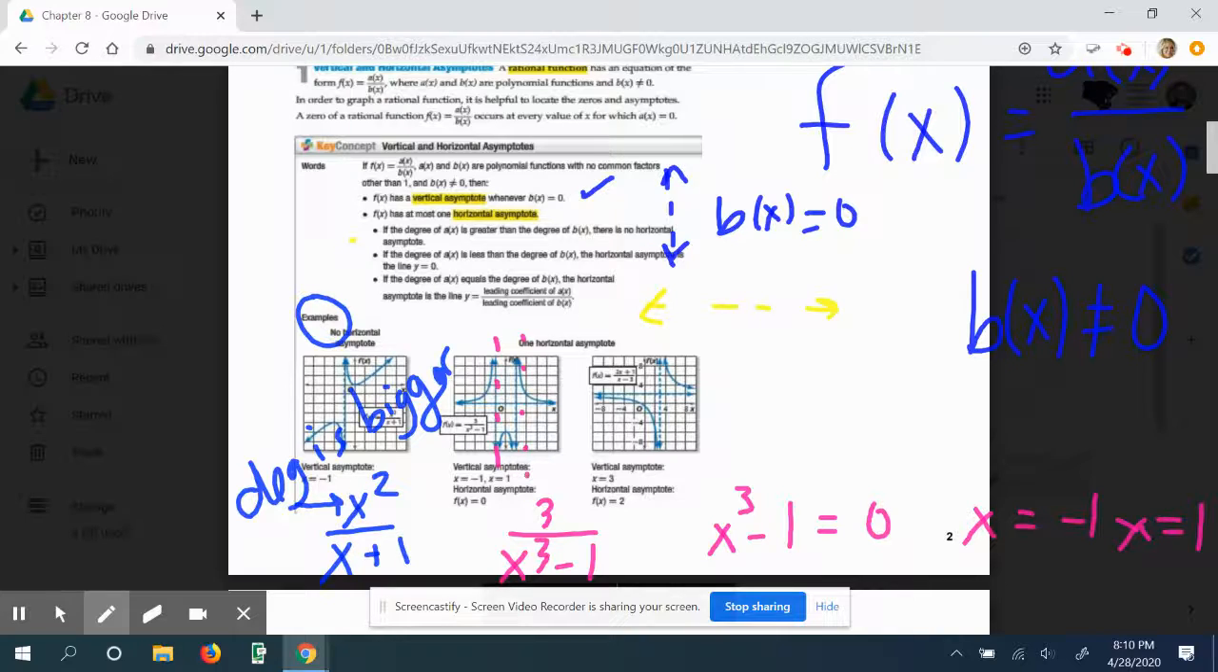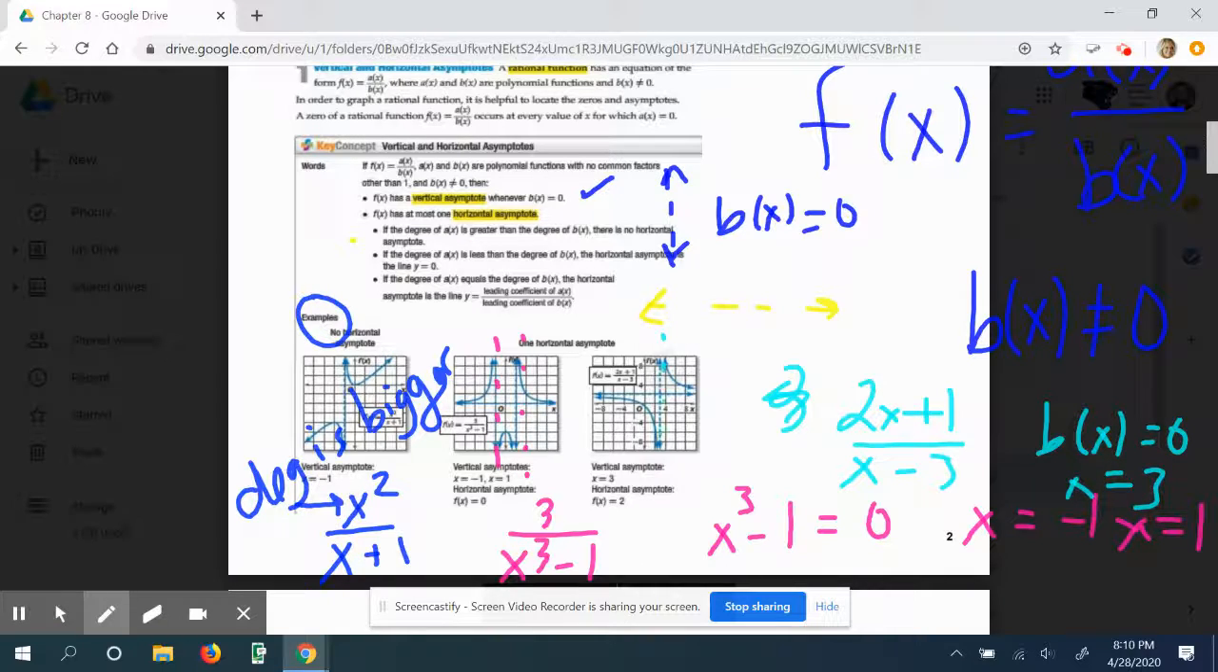And then finally, here's our example. We have 2x plus 1 over x minus 3. You'll notice that my vertical asymptote is at 3 because the bottom, b of x, equals 0 when x equals 3. So we have our vertical asymptote right here at 3. And then you notice that this is power 1 and this is power 1. So if there's a little ghosty 1 there, you just take this, 2 divided by 1. And so our horizontal asymptote is at 2.